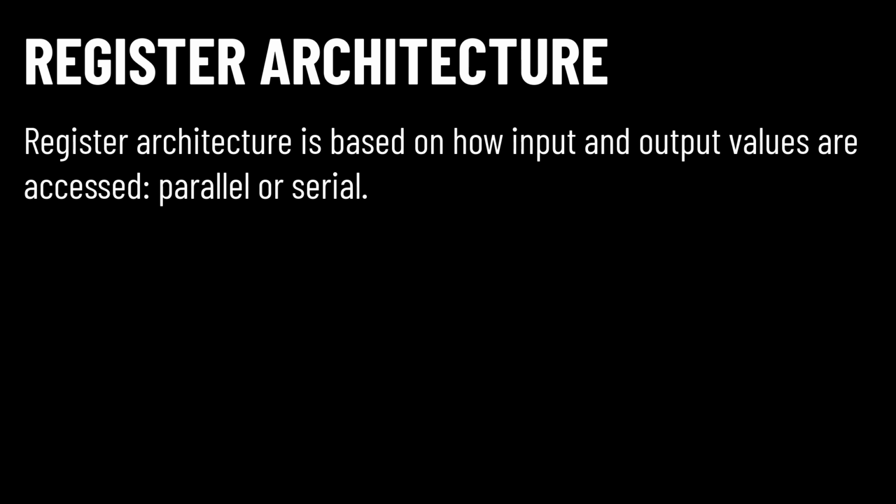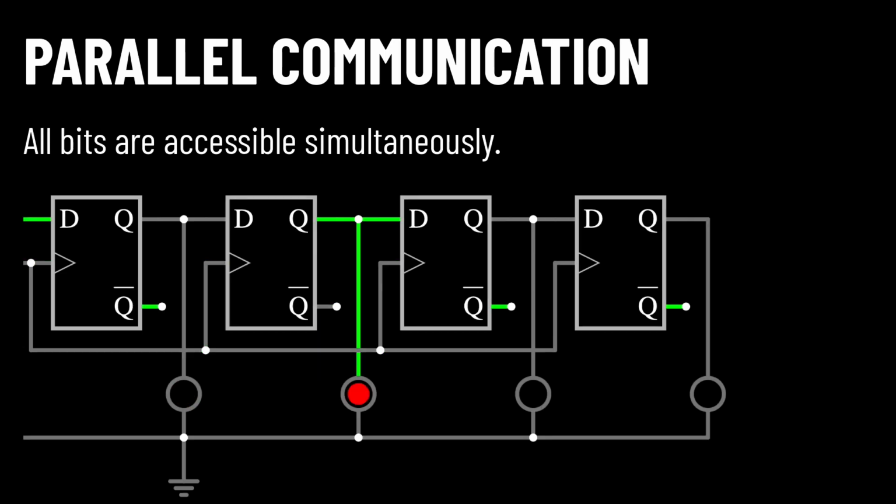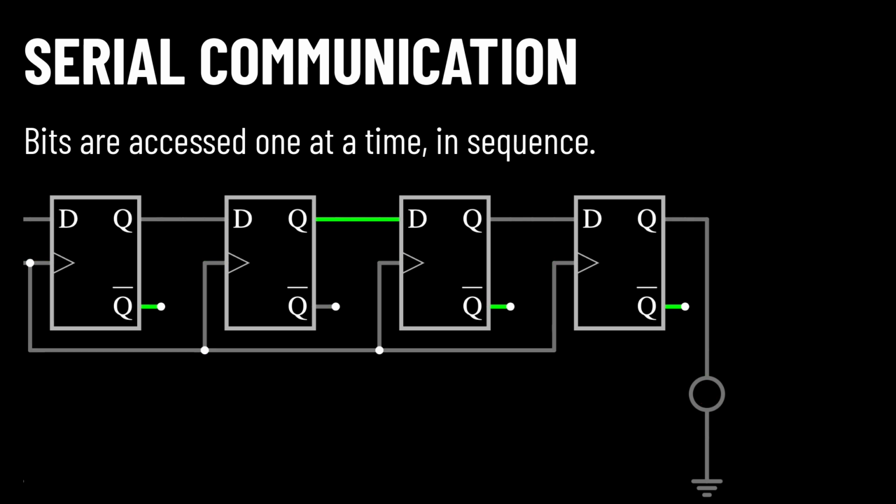The design of a register is defined by how the inputs and outputs are accessed. If all bits can be accessed at once, that is known as parallel communication. If the bits must be accessed one at a time in sequence, that is known as serial communication.